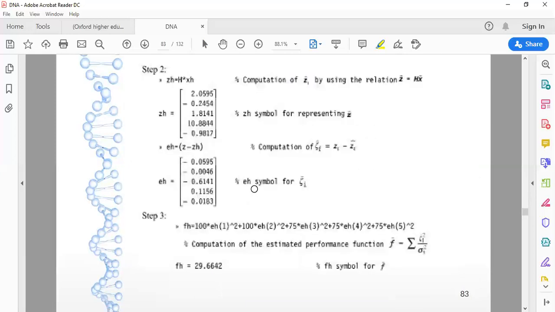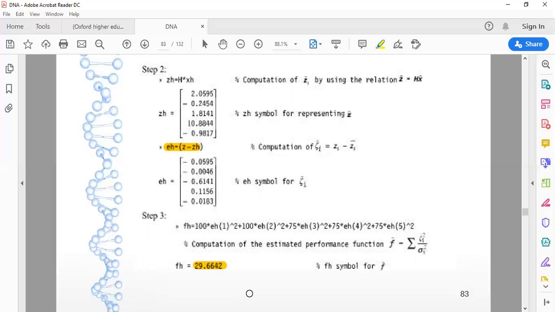Now over here, by calculating using MATLAB, Zx can be calculated as H into x. Now the error, which is also calculated, is nothing but our zeta component. So if we calculate the performance index, it should be equal to 29.6642. So the value of our performance index, considering all five measurements and the value of x based on that, we will get 29.6642.